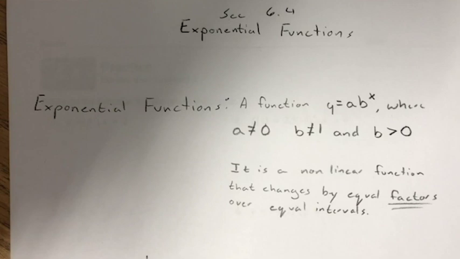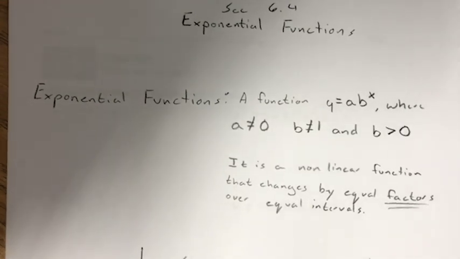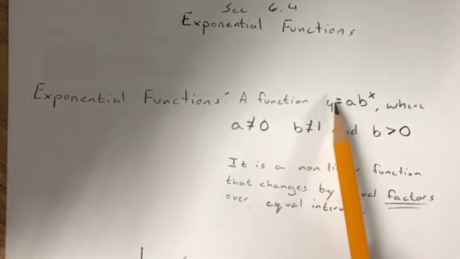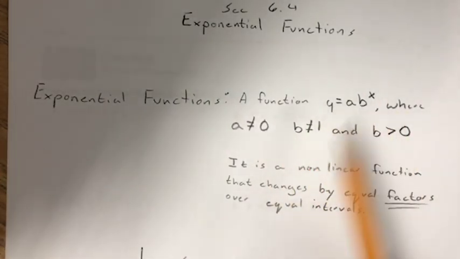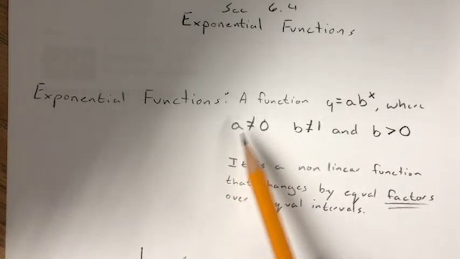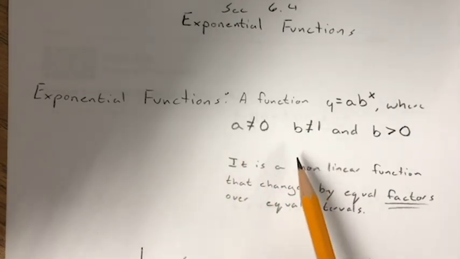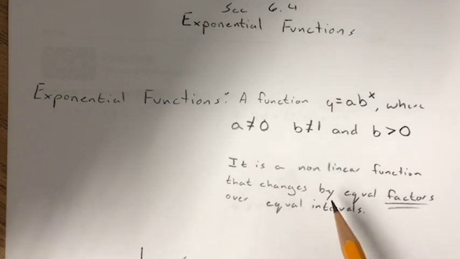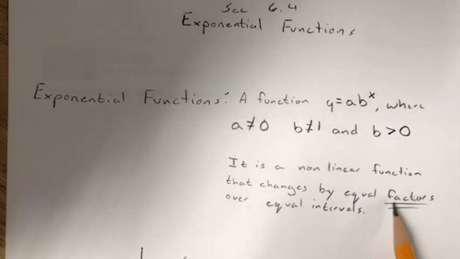Right, this video is section 6.4 and we're going to be discussing exponential functions. An exponential function is usually written in this format: y equals a b to the x power, where a is not 0, b is not 1, and b must be greater than 0. Generally, we just simply say it's a nonlinear function that changes by equal factors over equal intervals. And there's a reason why I've got this highlighted, factors, and I'll show you that in just a moment.